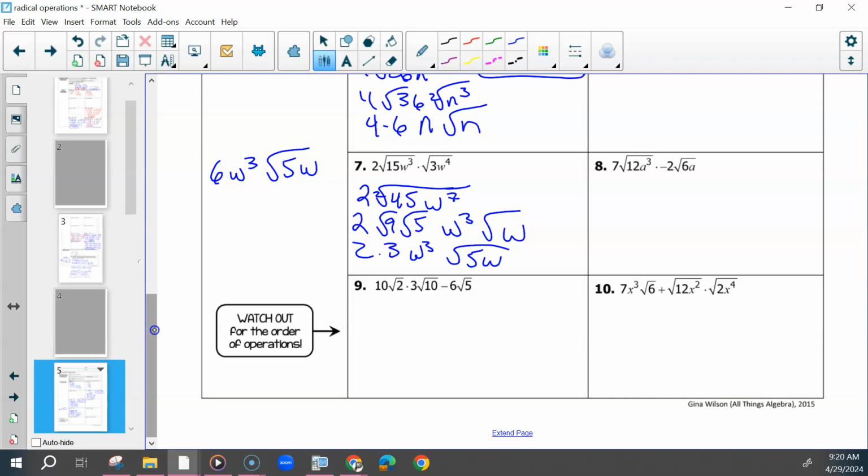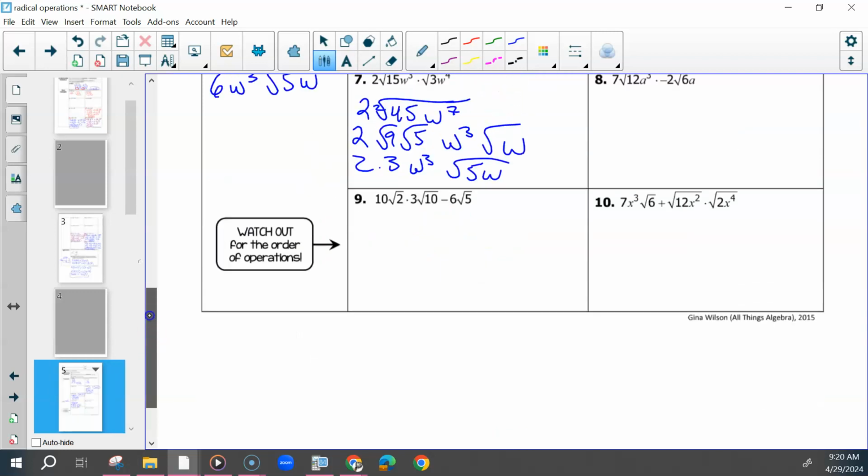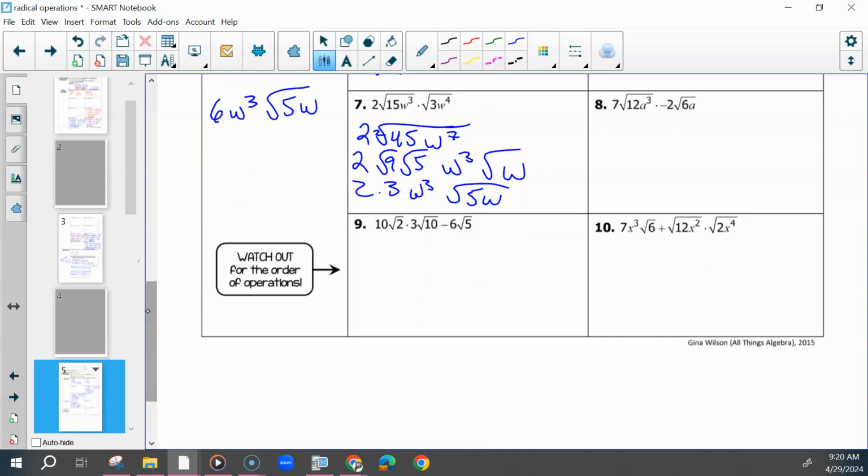Now we're going to do an example where you mix the operations. So sometimes, maybe on the SL, you'll see one where you're adding and multiplying or subtracting and multiplying. And then you have to use your order of operations. So in this, you would multiply first. You multiply these two, what would that give us? 30 times the square root of 20. Keep bringing down that minus 6 root 5.